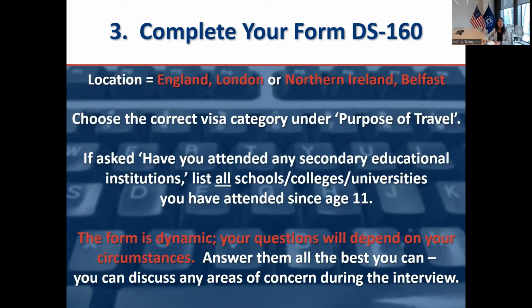You can raise any discrepancies or issues at your interview with the consular officer. One thing I do want to note is that when you're asked about your educational institutions that you've attended, please list all universities or all schools that you've attended since age 11. Be as thorough as you can.